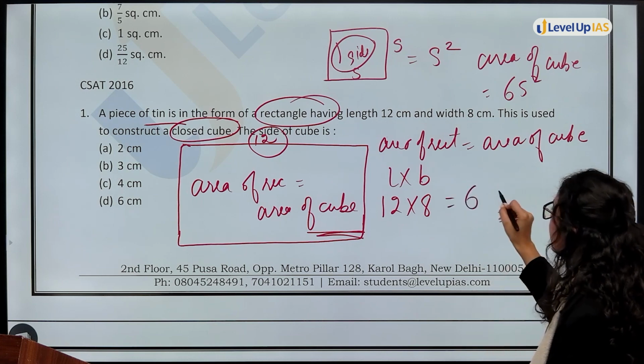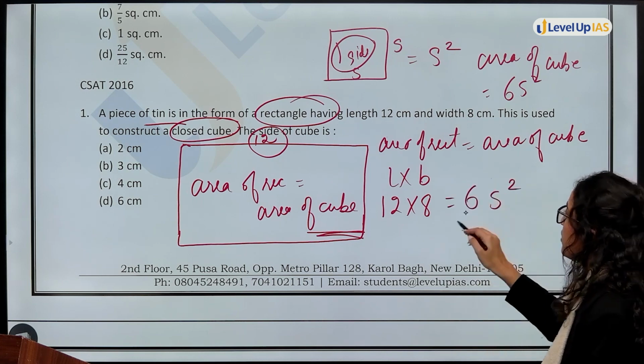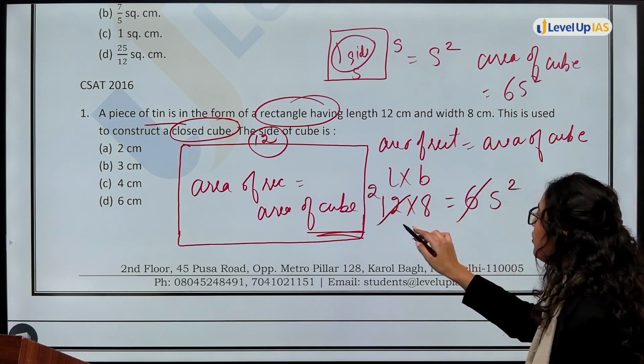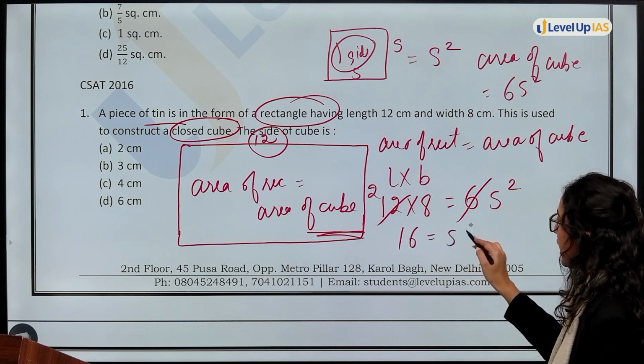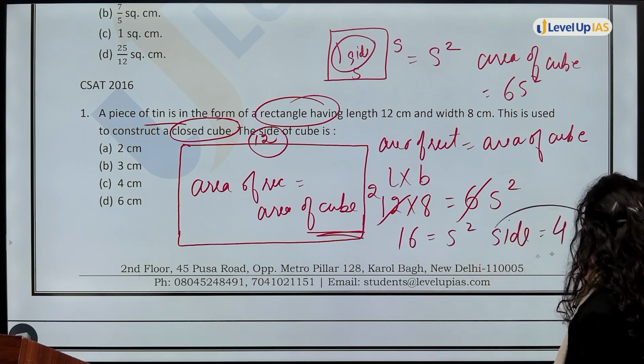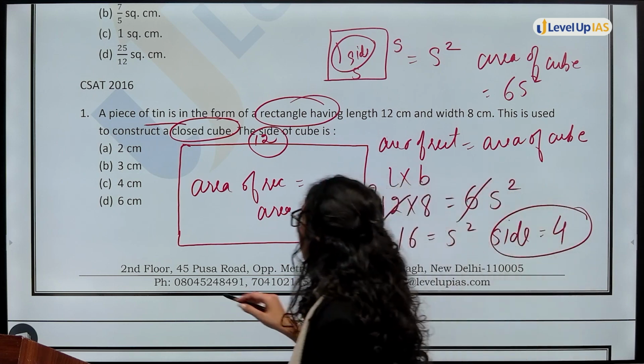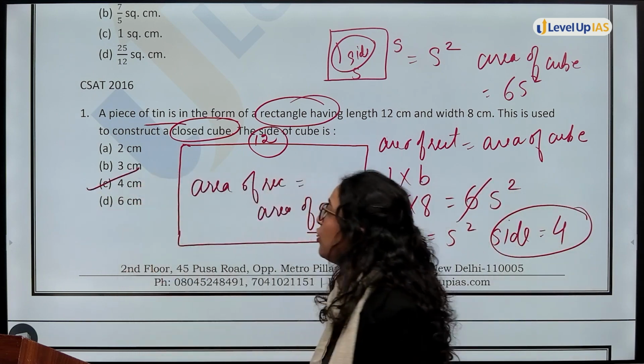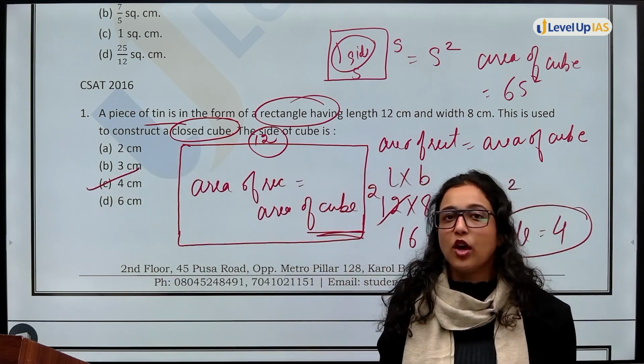Here also I will say 6 side square. 12, 2, 8 to 16. 16 is equal to side square. So side is equal to 4. Understood? So option C, 4 centimeter, this will be your answer.